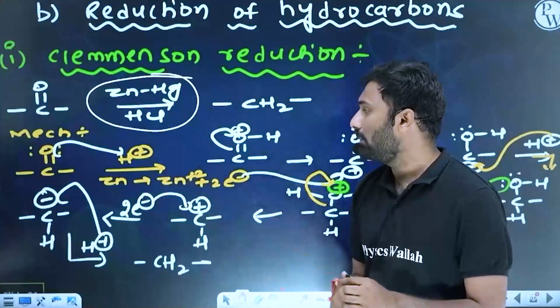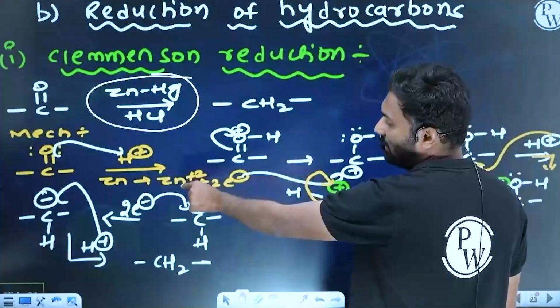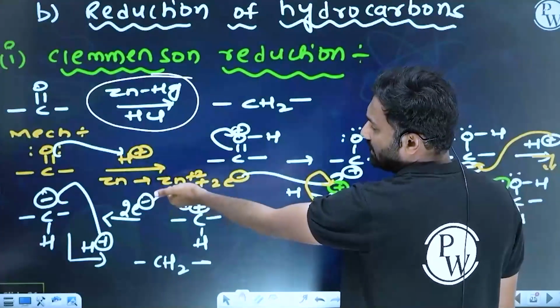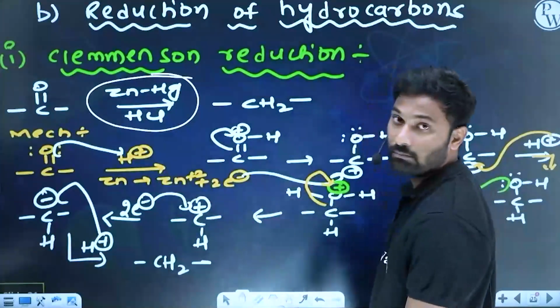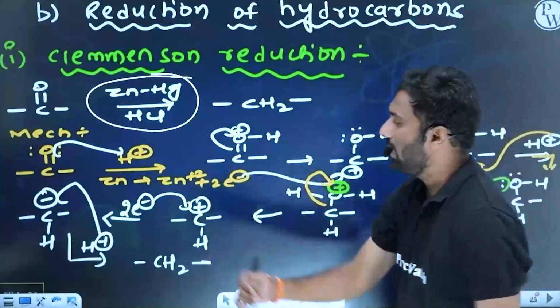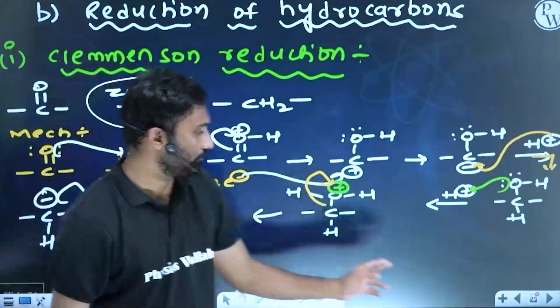Now this is a mechanism. Here look, zinc by losing its 2 electrons is stable as Zn plus 2. Now by taking this electron, we will get the alkane. Now this is the mechanism, you can see it.